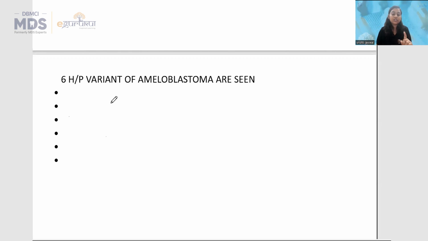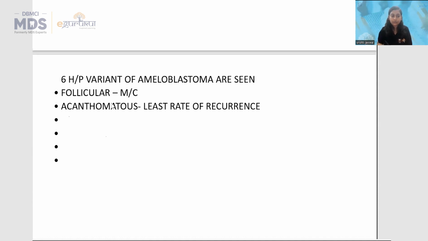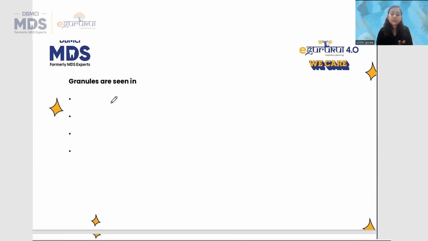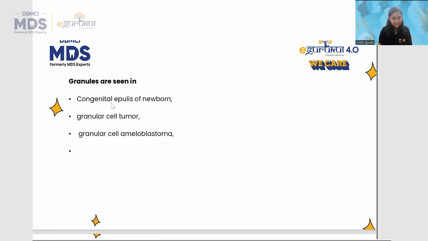Now, there are 6 histopathological variants of ameloblastoma. It is very important. Which is the most common type of ameloblastoma? It is the follicular ameloblastoma. Acanthomatous has the least rate of recurrence. Then basal cell ameloblastoma, granular ameloblastoma, plexiform and desmoplastic ameloblastoma. Now, in what conditions do we see granules? The first is congenital epulis of newborn, then granular cell tumor, granular cell ameloblastoma as we have just discussed, and granular cell odontogenic tumor. This will help you in the questions.